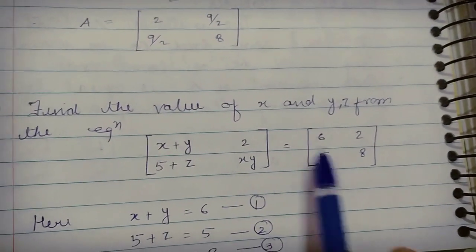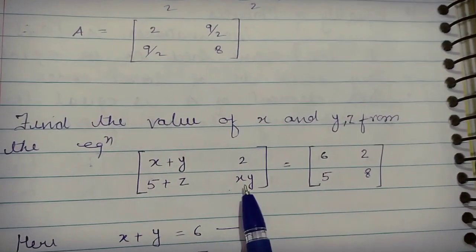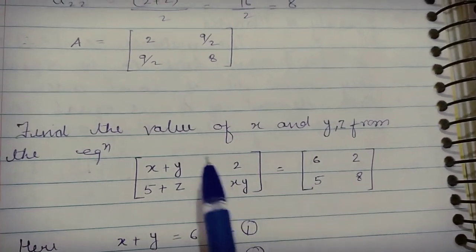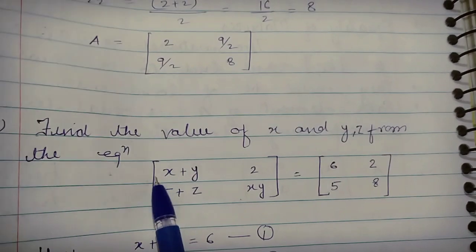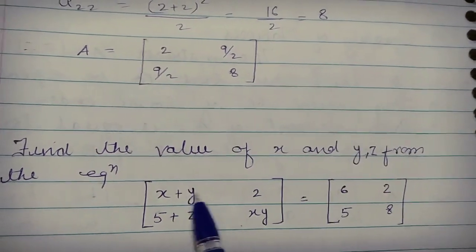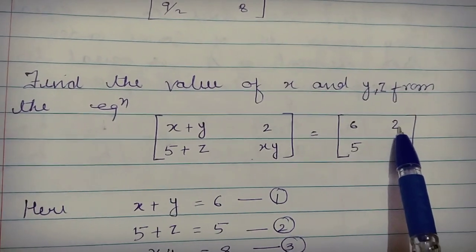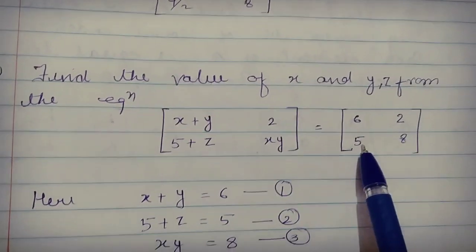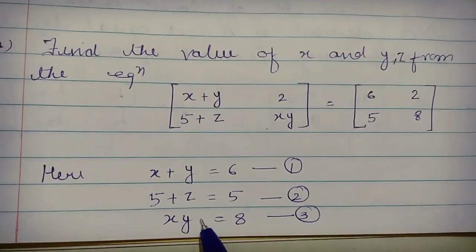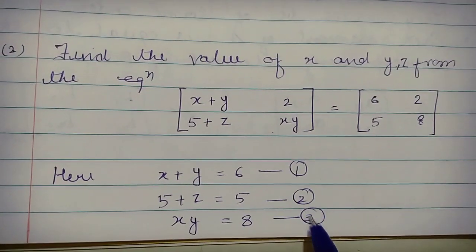If two matrices are said to be equal, then the first condition is their order must be the same. Here the order of both matrices is 2 by 2, and each element of the first matrix must be equal to the corresponding element. That means x plus y is equal to 6, 2 equals 2, 5 plus z must be equal to 5, and xy must be equal to 8. So on equating the corresponding elements, we get these three equations.